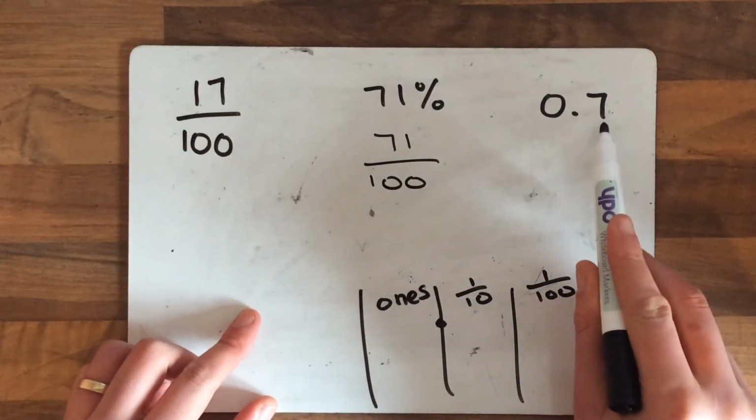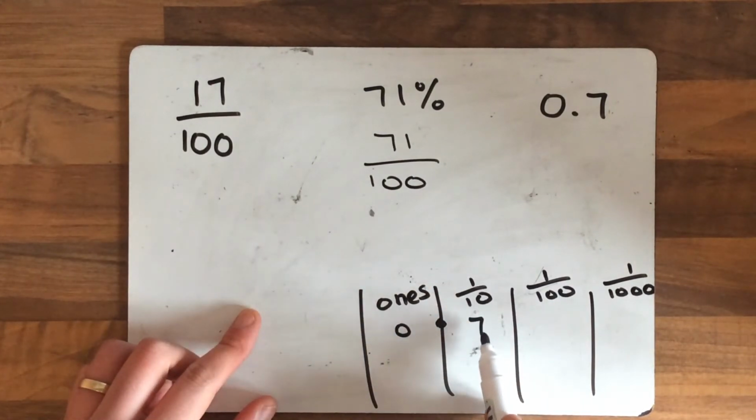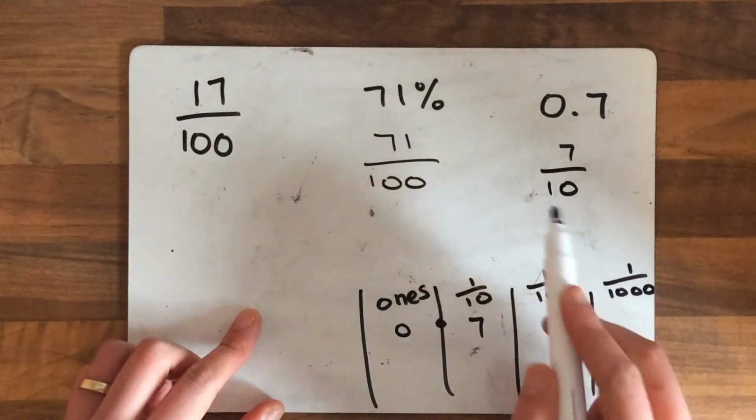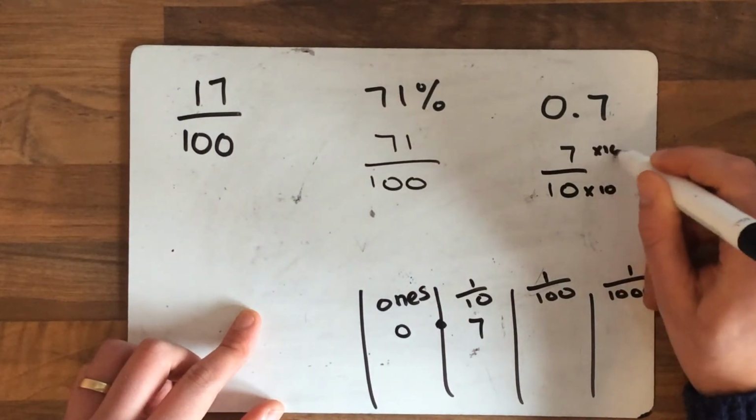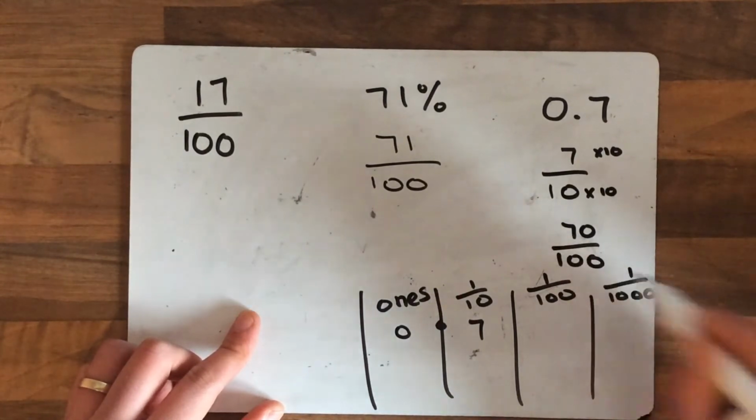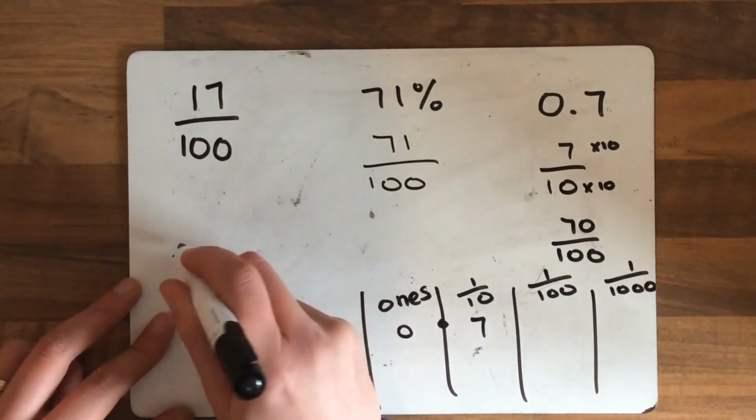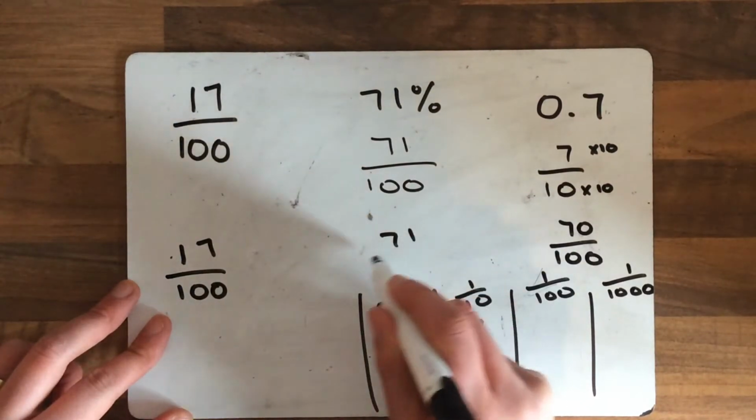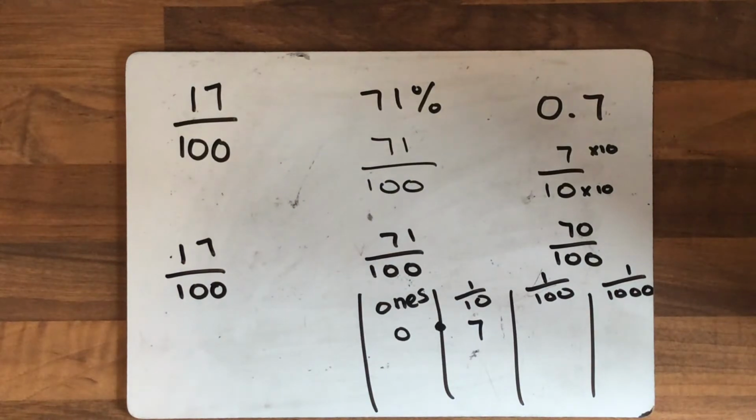If I was to put this into a fraction now, if I was to put 0.7 in here, we can see that it has gone into the tenth column, so it would be 7/10. If we wanted to really accurately compare these two, I could turn that into 70 over 100. Now I've got these three fractions and I'll just line them all up together. I've got 17 over 100, I've got 71 over 100, and I've got 70 over 100.